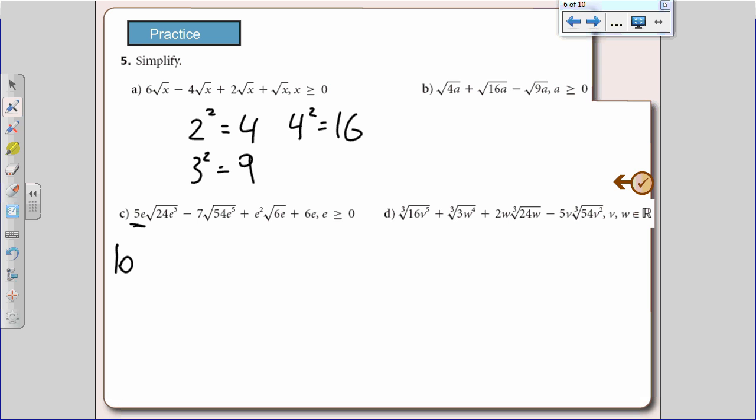So, if we were looking at this again, square root of e cubed is the same thing as the square root of e squared times the square root of e. Same thing. So it's just e times the square root of e. Does that make sense? Yeah.